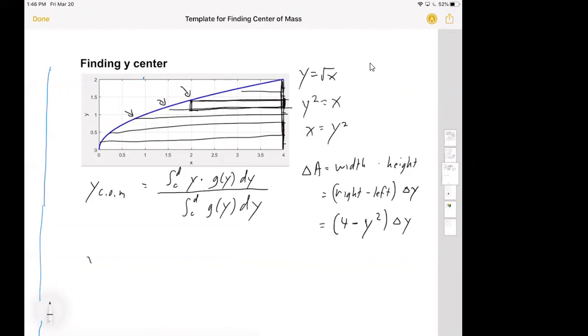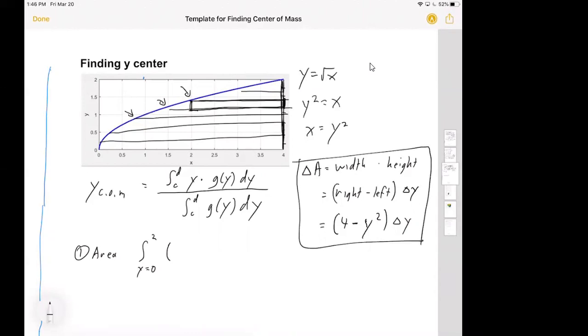So when we go to write our integrals, actually, let's find out the area first. Let's do step 1, which was to get the area. So step 1 is area. To get the area of this region, we're going to want to integrate from y equals 0 up to y equals 2. And we're going to want to use the area element that we just found over here in order to write that area integral. That's going to be 4 minus y squared dy. That would give me the area of the region.